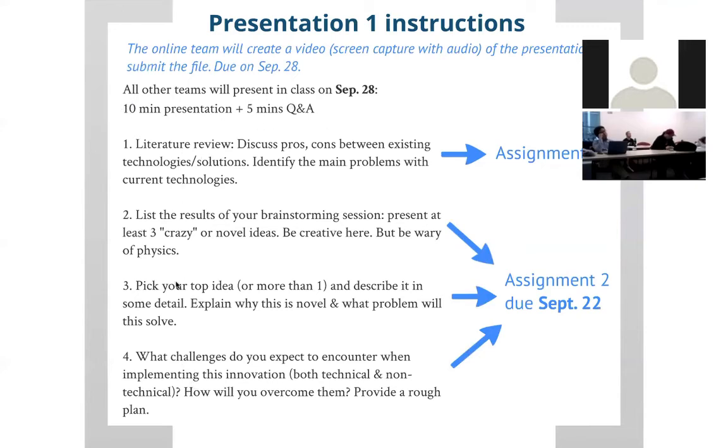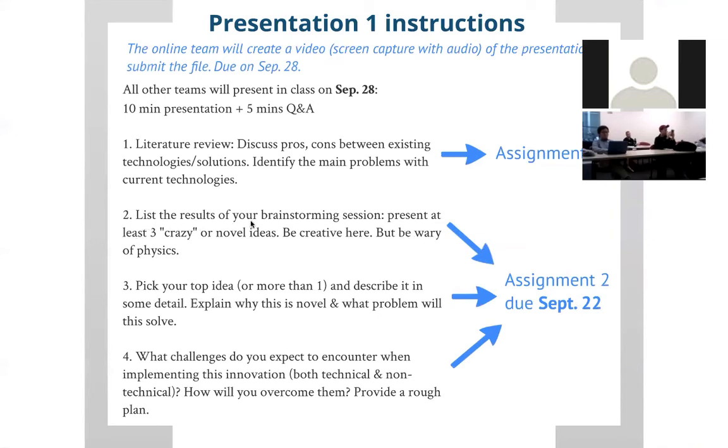And these are the main steps I need you to cover. Number 1 is a literature review, where you discuss the pros and cons of existing technologies or solutions, and identify the main problems with the current technologies. This is basically what you did in your assignment 1. You're probably going to flesh it out into a few slides and be able to explain it very clearly, with some references. Steps 2, 3, and 4 are related to your assignment 2, which is due September 22nd. And again, you need to flesh those out into slides.